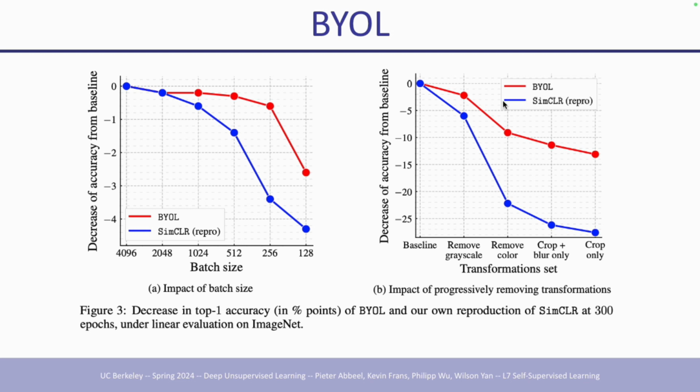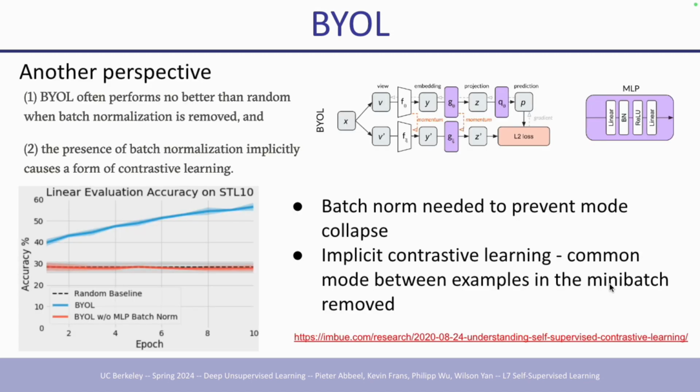And we see that BYOL also seems more robust to the amount of augmentations that we're applying to our images. So here's another perspective on what BYOL is doing. It seems weird that we were able to magically get rid of the contrastive loss, yet the model was still able to learn features that could be predictive without being trivial.